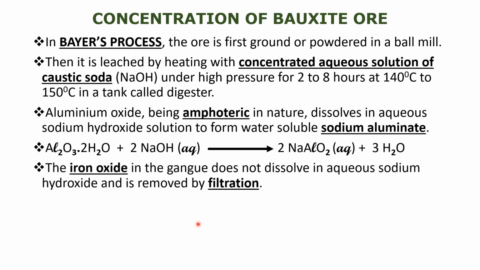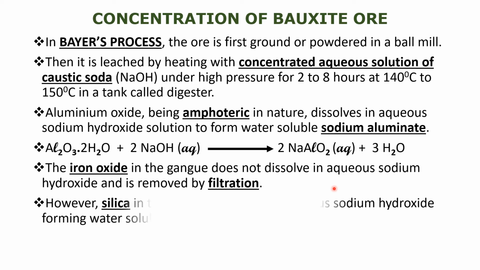Now what happens to the iron oxide? The iron oxide which is there in the gangue, the kachra, does not dissolve in the aqueous sodium hydroxide and is removed by filtration. So you filter it out. Like when you want to filter your chai, you pass it through a sieve, a chalni, so all the tea powder gets stuck in the chalni and the tea comes out through the pores. Something similar to that.